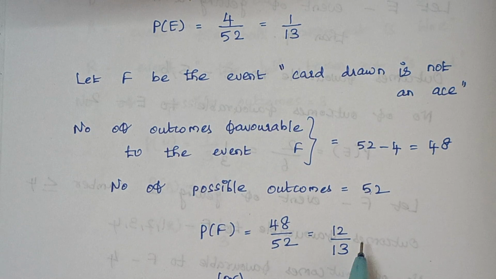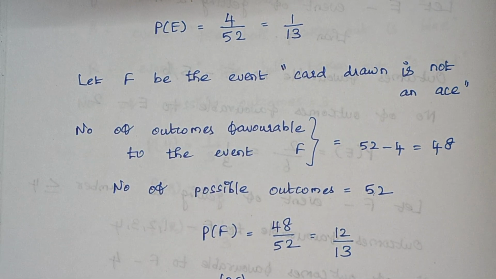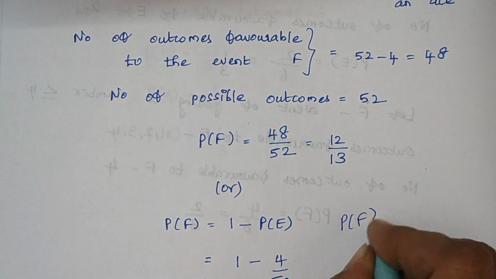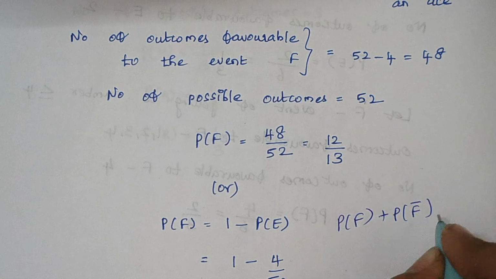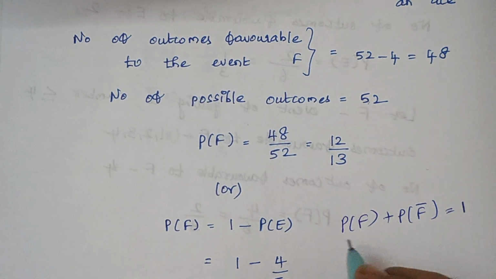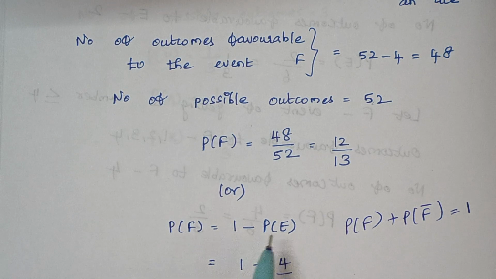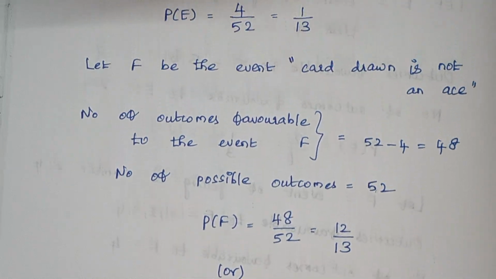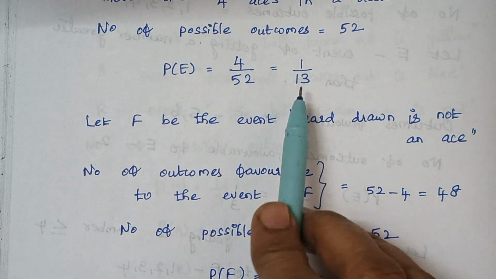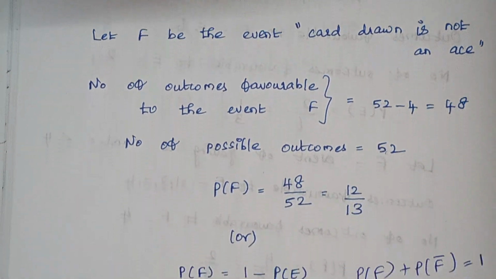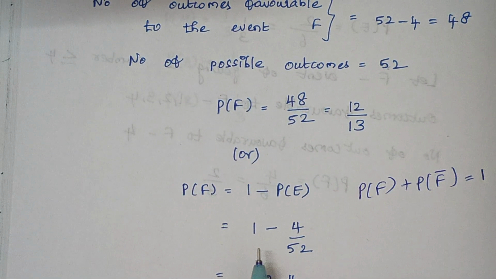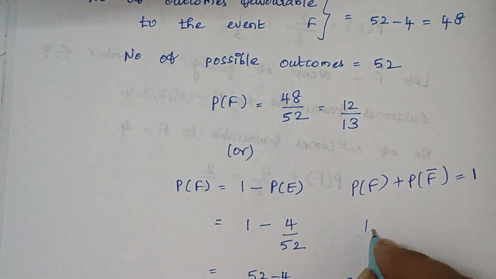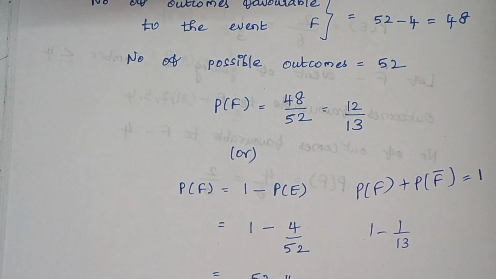Okay, this is one method of solving this second part. The other method is, as we all know, probability of F plus probability of F bar, okay, we have to write like this, which is equal to 1. Since here I had denoted as F and A, I had written like this. So once you find the answer, what is the possibility of getting an ace card? This is 1 by 13. So the probability of not getting an ace card is nothing but 1 minus 1 by 13. Here I had written as 4 by 52. Even you can write it as 1 minus 1 by 13. Both give the same answer.